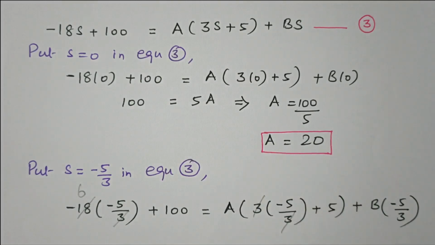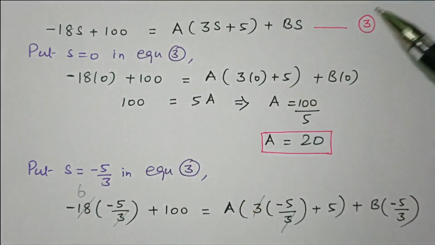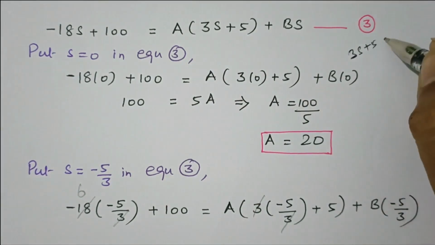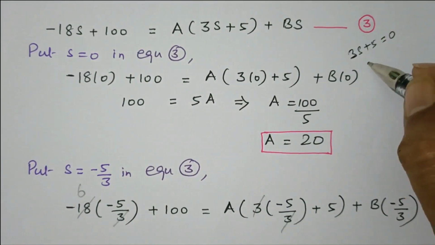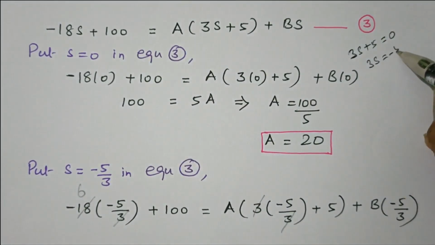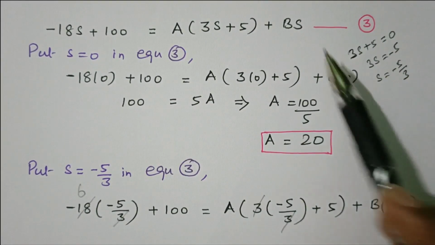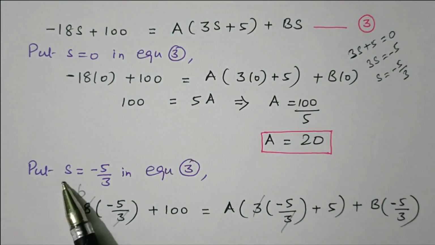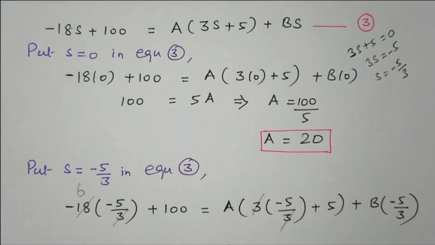Then we'll go for the B. So I will explain this 3s plus 5. If you want to make this term 0, we'll equate it to 0. 3s plus 5 equal to 0. So 3s equal to minus 5, so s equal to minus 5 by 3. If you put s equal to minus 5 by 3, the term gets cancelled, so that we can find B. So we are substituting s equal to minus 5 by 3, which is obtained from this equation.